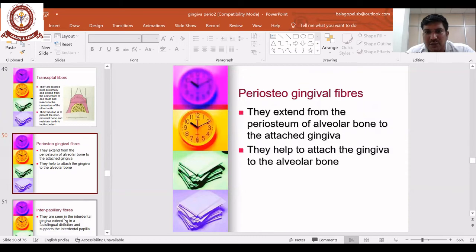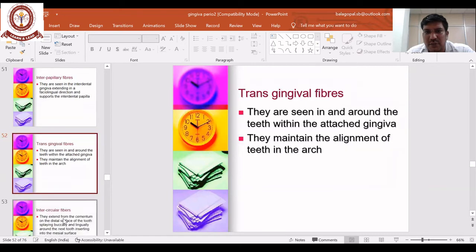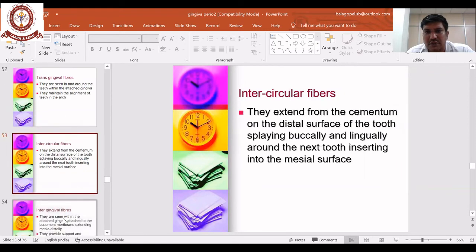Periosteogingival fibers extend from the periosteum of alveolar bone to the attached gingiva. They help to attach the gingiva to the alveolar bone. Interpapillary fibers are seen in the interdental gingiva, extending in a facial-inward direction, and support the interdental papilla. Transgingival fibers are seen around the teeth with the attached gingiva. They maintain the alignment of the teeth in the arch.